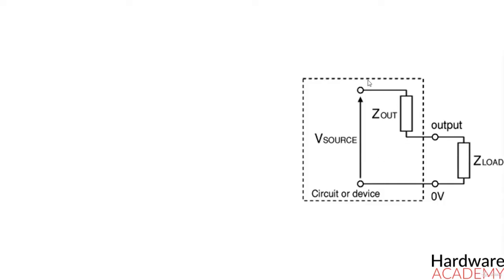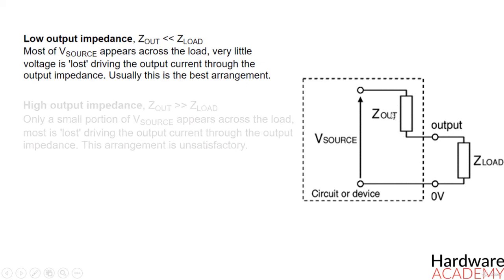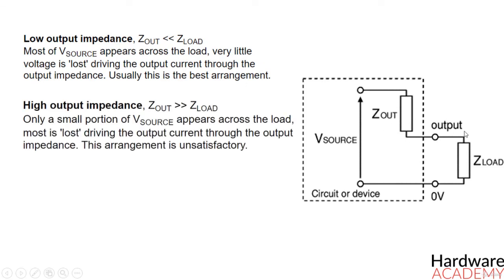Alright, so what you have to remember is that when the output impedance is low, most of the voltage source appears across the load and very little voltage is lost driving the output current through the output impedance. The second arrangement is when the output impedance is higher than the impedance of the load, and in this case only a small portion of voltage source appears across the load and most is lost driving the output current through the output impedance.